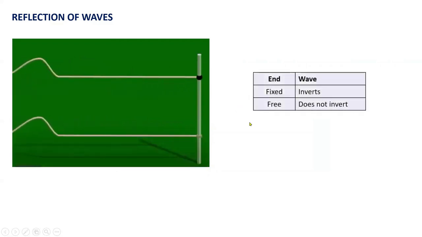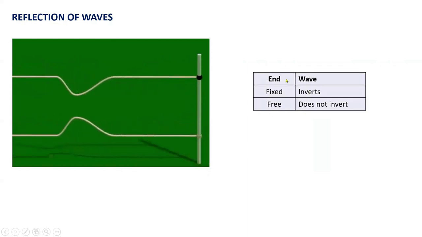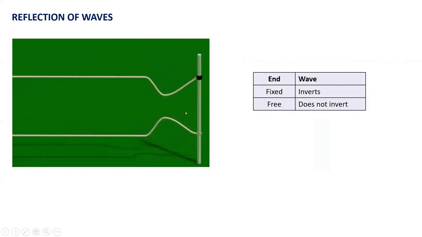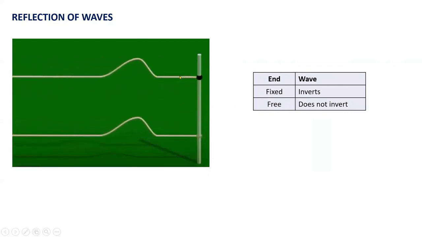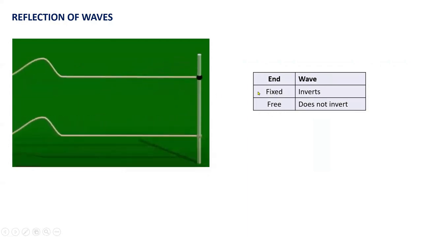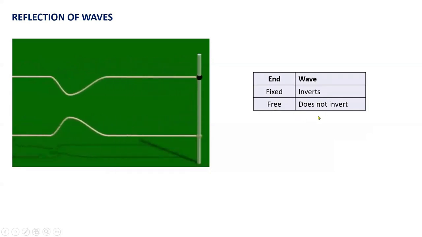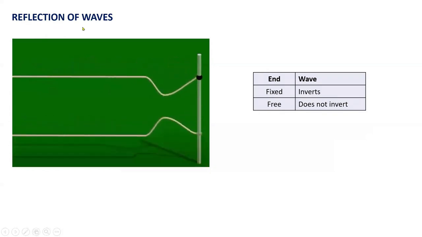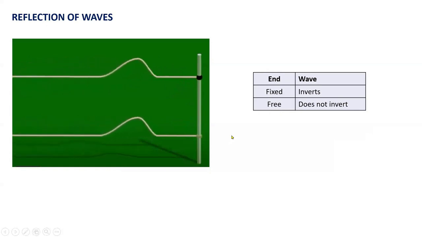And that's what you need to remember. When the end is fixed, the wave inverts. When the end is free, it doesn't invert. But in both cases, waves reflect, which means if the wave is coming from the left, it will go back to the left-hand side. That's reflection. The only difference is in one case it inverts, in another case it doesn't invert. Now, if we combine superposition with reflection, that's how we can analyze standing waves in a real world scenario.